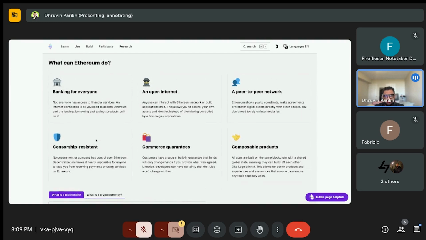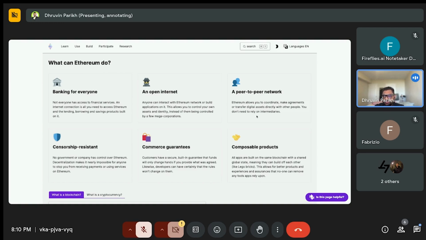What Ethereum can do, of course, is censorship resistance. It has commerce guarantees, which means that funds which belong to you will remain yours. They can only be transferred to another account if you allow it, or if you have transferred them to a contract which has the ability to operate the funds from your account, for example, approve from. It's an open internet, anybody can interact. You are not bound by boundaries, so you can control your own assets.